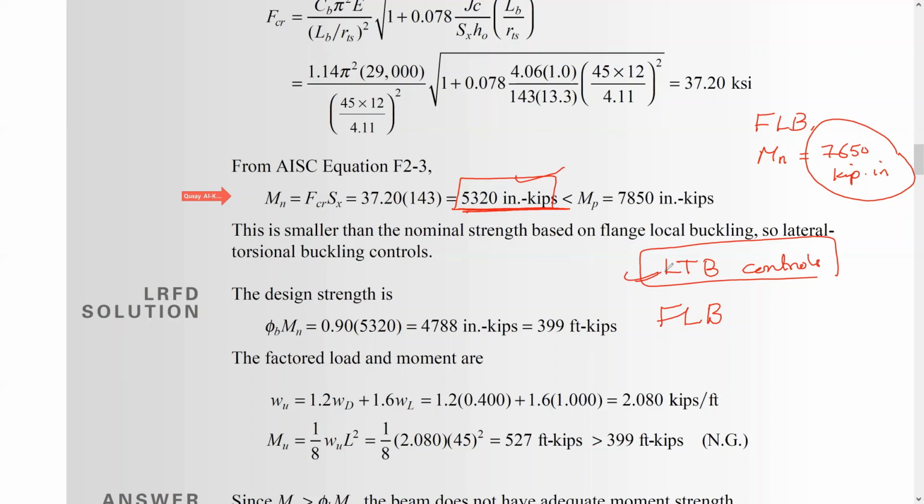Right now we got the nominal strength or nominal moment. We can use the LRFD method here, just times 0.9 with the smallest value. So this is this much, which is 4,788 kip inch, dividing by 12, you will get almost 400 kip foot. And this is for the LRFD method. Let's now check if this is going to be adequate based on the LRFD method or not.